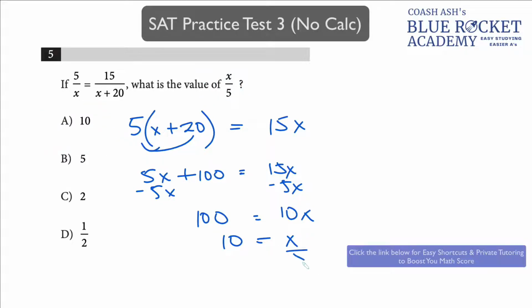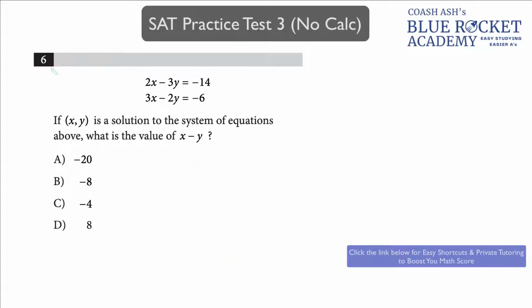And what is x over 5? You divide by 5 on both sides, you get x is equal to 2. And so this is your answer. Now this is a very important SAT shortcut.